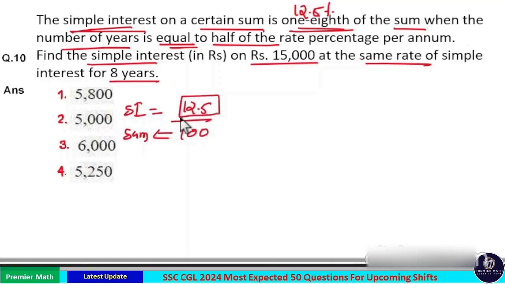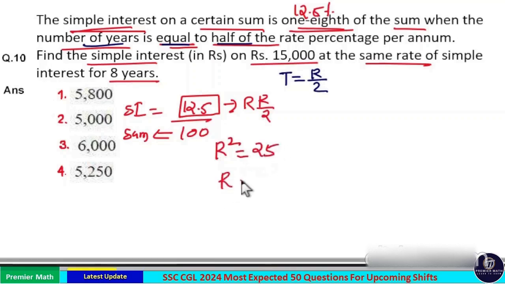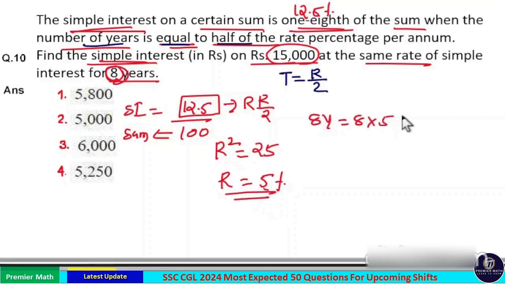So this 12.5 rupees is generated at rate R for T years. Here the number of years is equal to half of the rate percentage, T is equal to R by 2. Then substitute T is equal to R by 2. So here R square by 2 is equal to 12.5, which means R square is equal to 25. Then R is equal to 5. R is equal to 5 percentage means for 1 year 5 percentage is the rate. Then for 8 years, 8 into 5, 40 percentage is the rate.